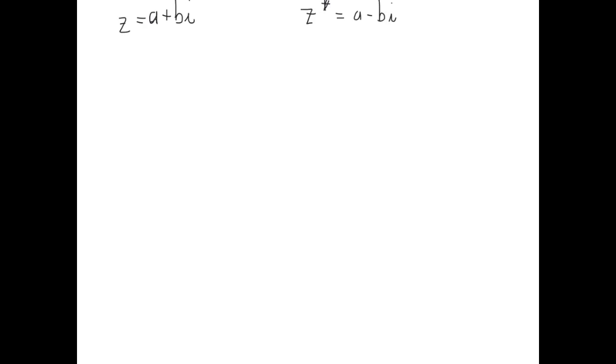Okay, now what I would like for you to do is just work out on your own Z plus its conjugate. I would like for you to work out Z minus its conjugate. Work out Z times its conjugate. And then, of course, Z divided by its conjugate.